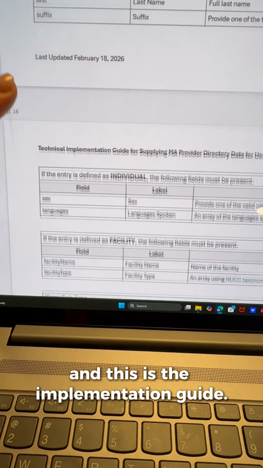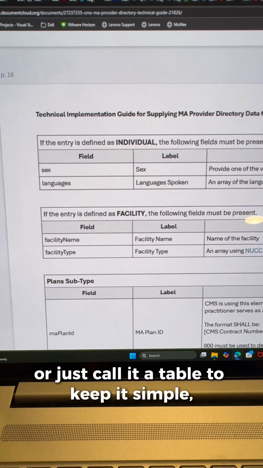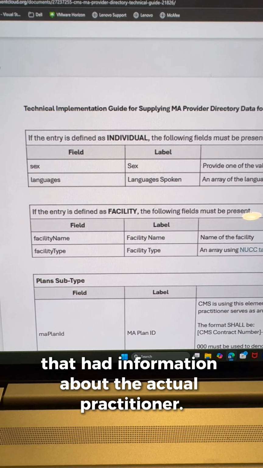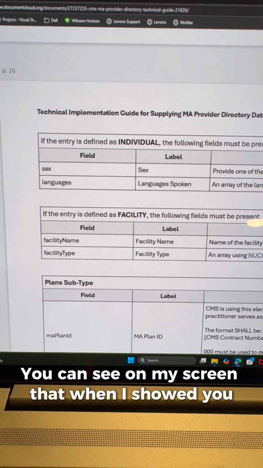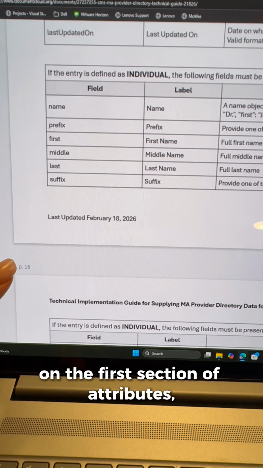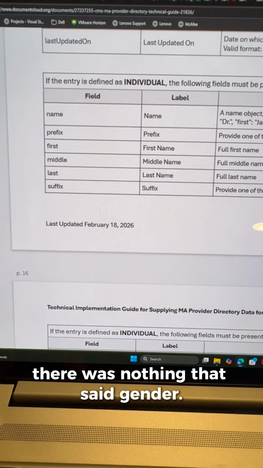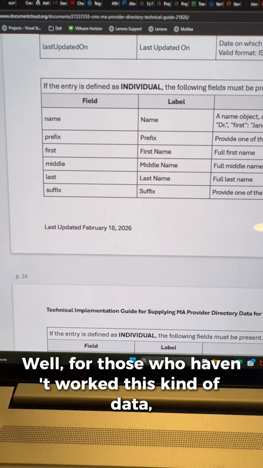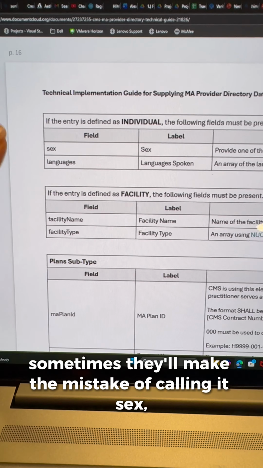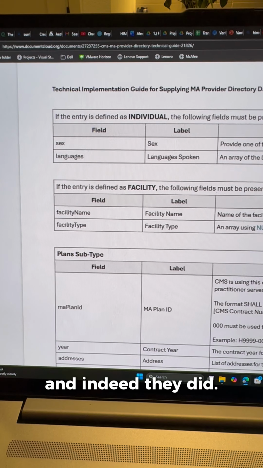And this is the implementation guide. I told you before that there was an entity, or just call it a table to keep it simple, that had information about the actual practitioner. You can see on my screen that when I showed you the first section of attributes, there was nothing that said gender. Well, for those who haven't worked this kind of data, sometimes they'll make the mistake of calling it sex, and indeed they did.